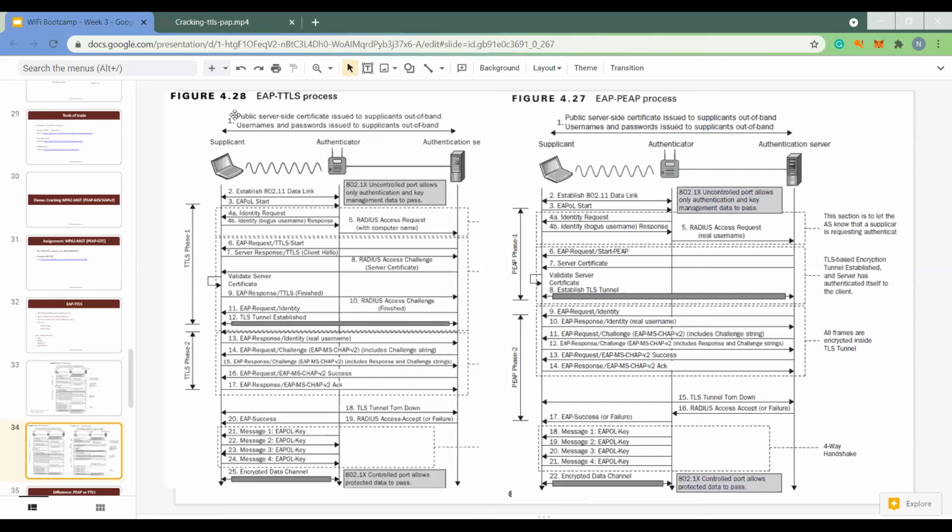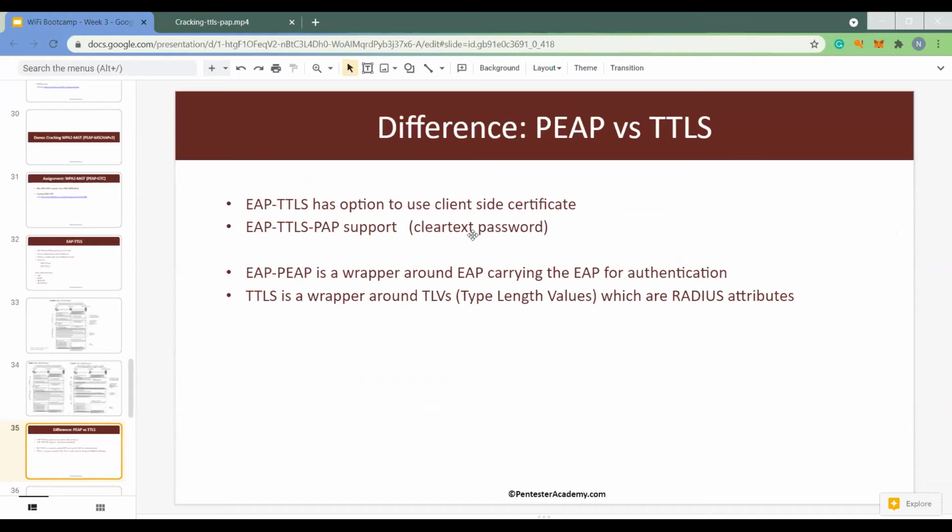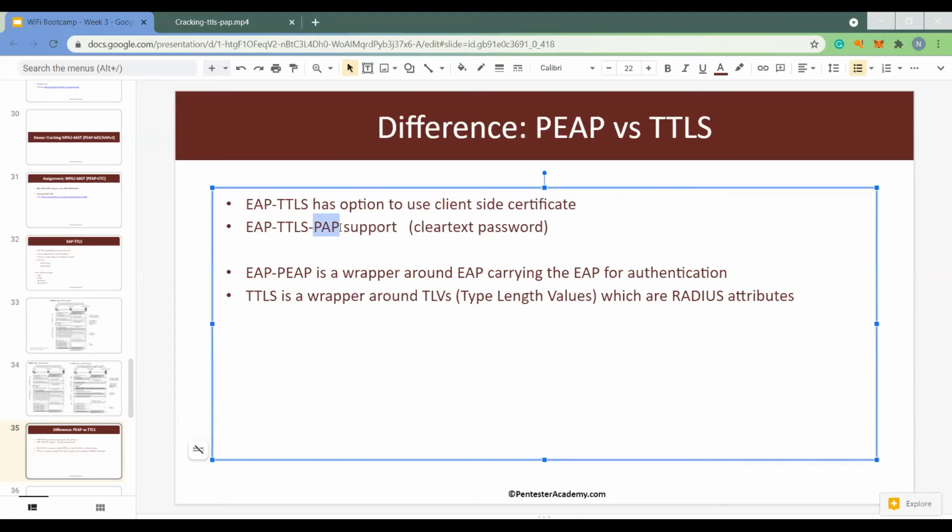So this part here is the EAP-TTLS, this part is the PEAP, and you can see the striking similarity. There are very few differences between PEAP and TTLS, and what are those? EAP-TTLS gives you an option to use a client-side certificate, that is one. EAP-TTLS also supports PAP as an authentication method. So EAP-PAP is a specific authentication method, just like EAP-MD5. But in this one, you are passing the password clearly. You don't even use any digest.